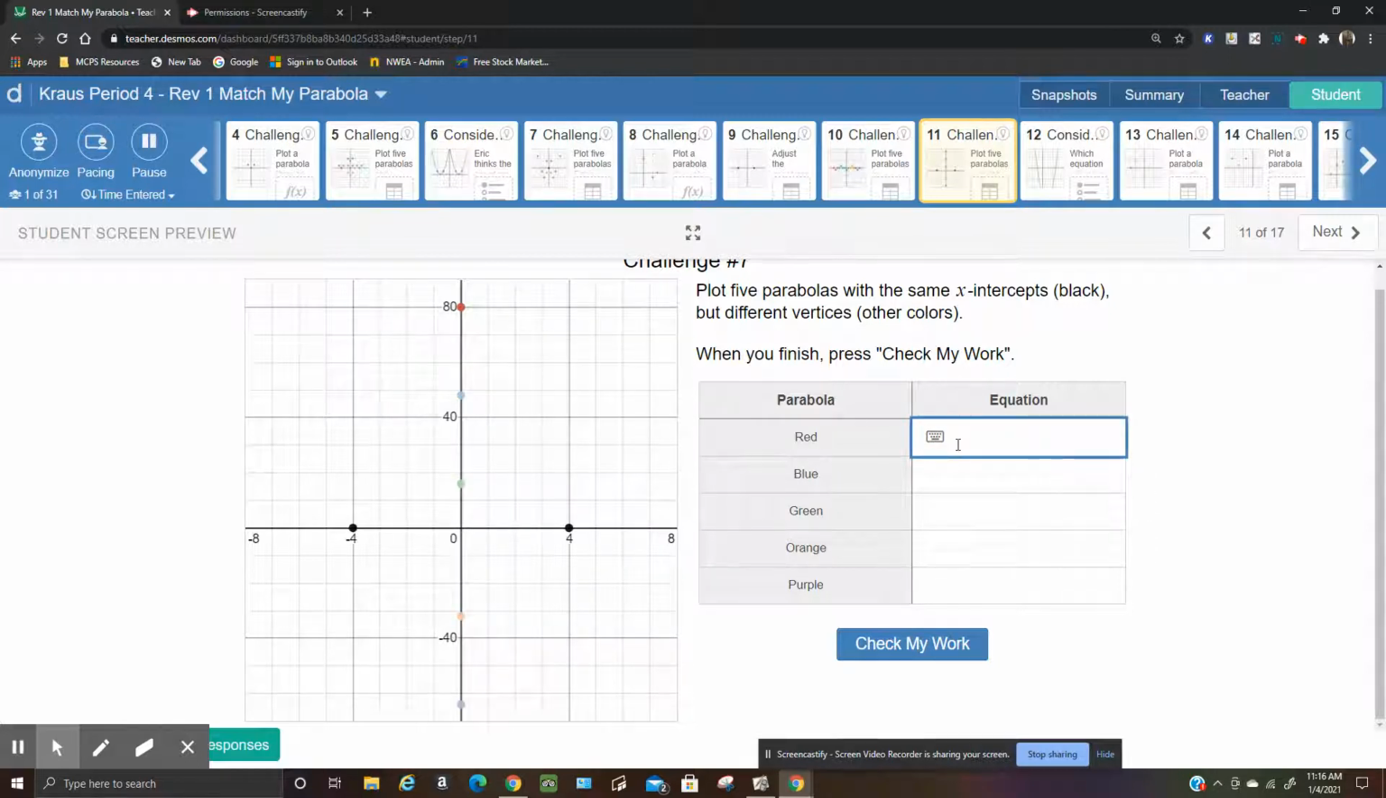The red graph, y equals, I'm going to use x +4 and x -4. And then I just need to find the a value. So here I'm moving over 4. So I should go down 16, but I go down to 80. So that's 5 times as much. So -5 there.